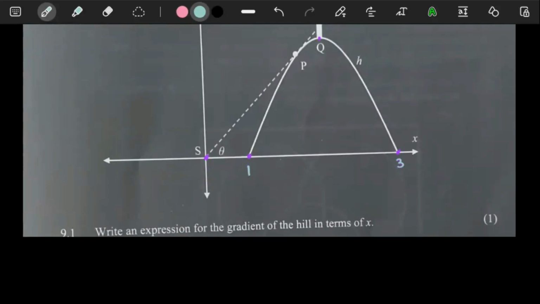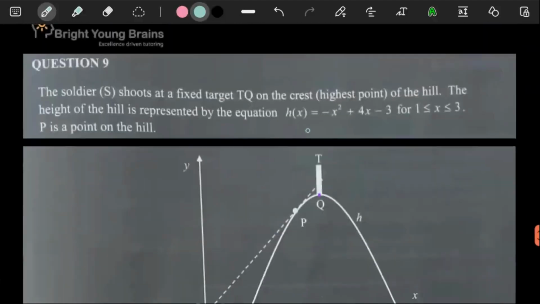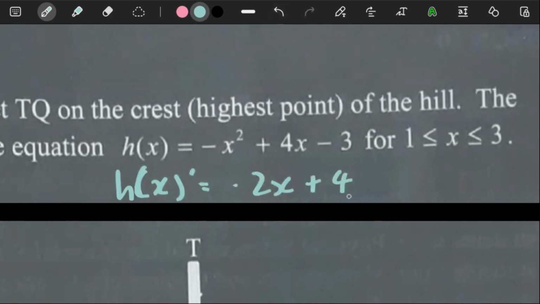That's fine, because remember, gradient refers to the first derivative. So they're asking for the equation of the first derivative, and we can easily give them that. The equation of the first derivative can start from here. H'(x) is going to be equal to negative 2x, no, negative 2x plus the 4. And the negative 3 definitely just goes away. So let's see what we got here.